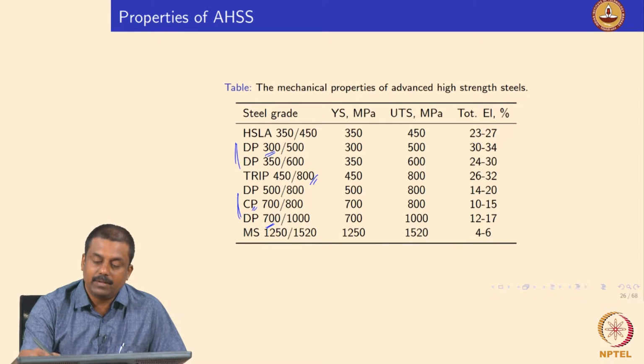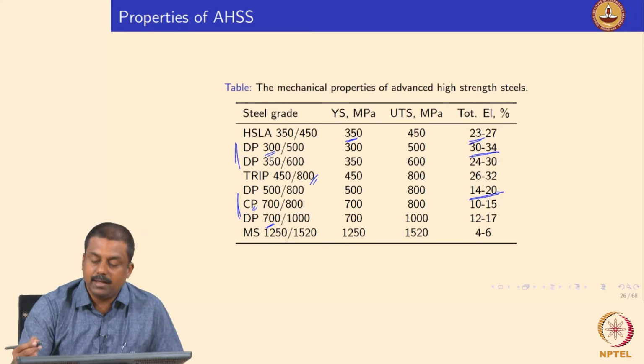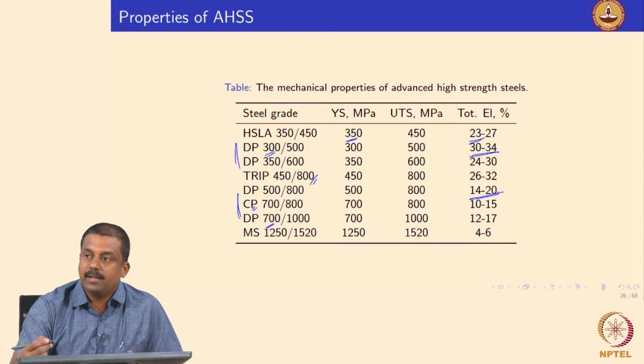If you look at it here, for example, the HSLA steels have a yield strength of 350 megapascal and 450 UTS, and the elongation is about 25%. Whereas DP steels with a similar strength level provide even slightly higher elongation than the HSLA steels, and by increasing strength, of course, you reduce the elongation, but still it is acceptable. For example, DP 500, DP 600 with 20% elongation, and it is still very handy to make components out of it.